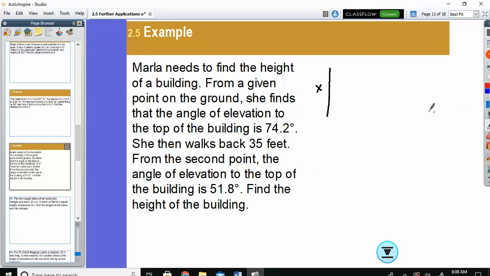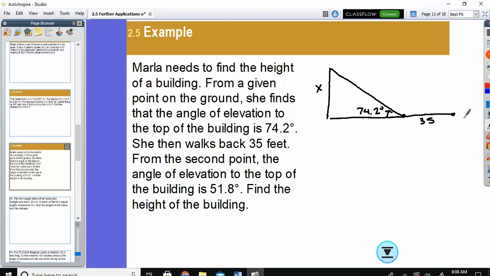From a given point on the ground, so it's on the ground here, the angle of elevation, so angle of elevation is measured from a horizontal up. So we have to draw in our horizontal and going up. That angle is 74.2 degrees. She then walks back 35 feet. So she's walking away from the building. So now she's over here. This distance was 35.